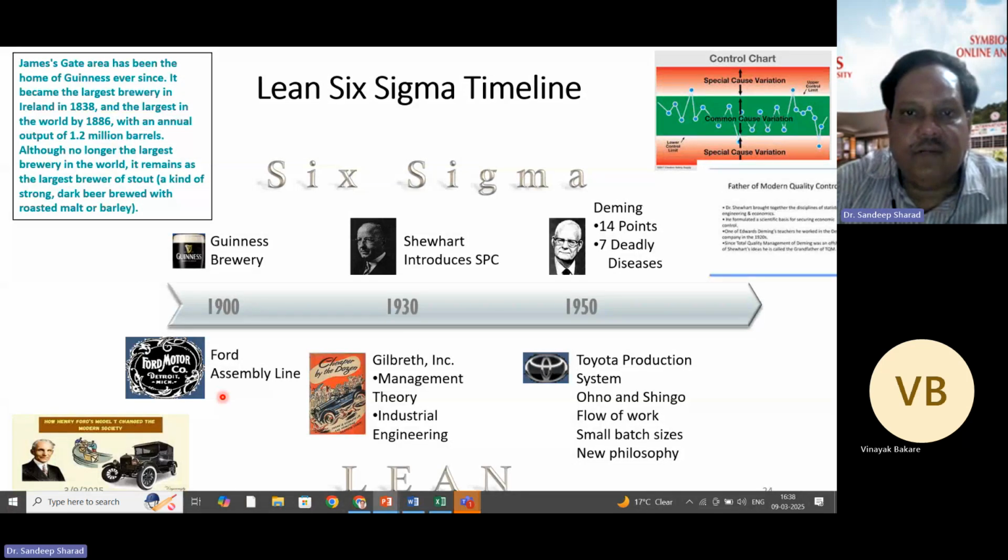So if we talk about both in combination, the Lean Six Sigma timeline, Six Sigma on the upper side, it is showing that from 1950 to 1990, the Deming 14 points principles, which are about how to reduce the defects in the manufacturing and service sector organizations, and going for lean manufacturing from the Ford assembly lines to the Toyota Production System, and how it is being taken into consideration with the Gilbreth management theory of industrial engineering in between.